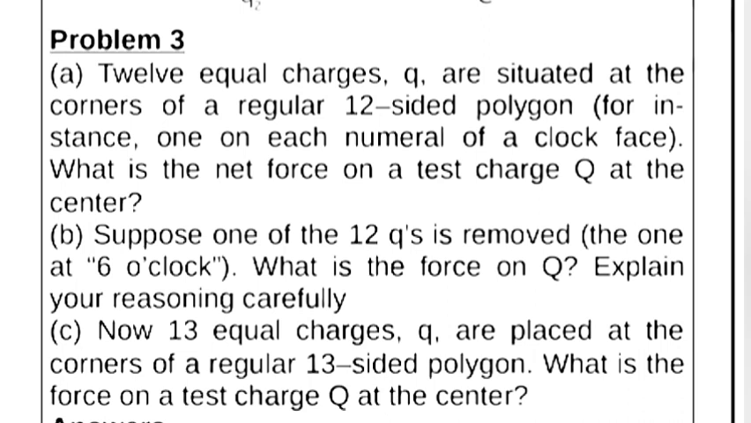Problem 3. A. 12 equal charges q are situated at the corners of a regular 12-sided polygon. What is the net force on a test charge Q at the center? B. Suppose one of the 12 q's is removed. What is the force on Q? Explain your reasoning carefully. C. Now 13 equal charges q are placed at the corners of a regular 13-sided polygon. What is the force on a test charge Q at the center? Answers: A. 0. B. F is equal to 1 by 4 pi epsilon 0, q capital Q by r square towards the missing charge. C. 0.